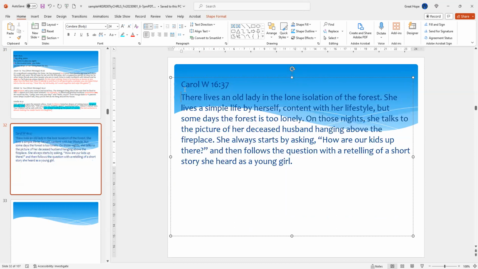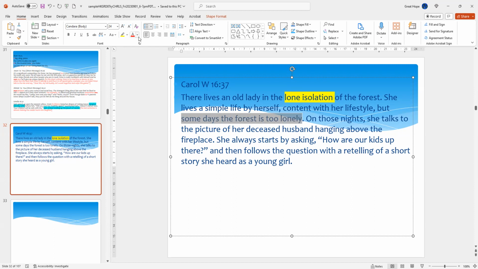Okay, good. So there lives an old lady in the lone isolation of the forest. I like these two expressive words, lone isolation. Lone isolation, very expressive, very clear, showing the loneliness, showing the lonesome, the internal feeling of being singled out. So that's a very good start. She lives a simple life by herself, content with her lifestyle, but some days the forest is too lonely. All right. That part is really, really good.